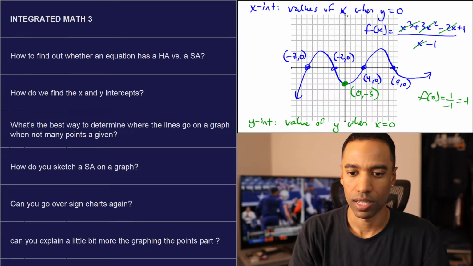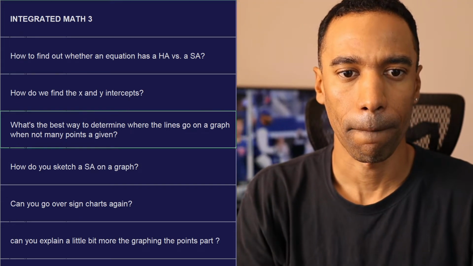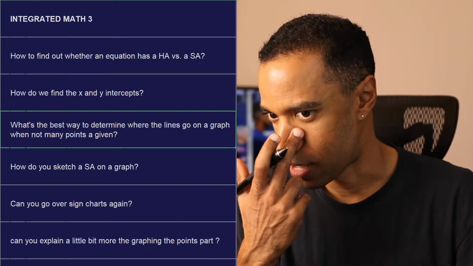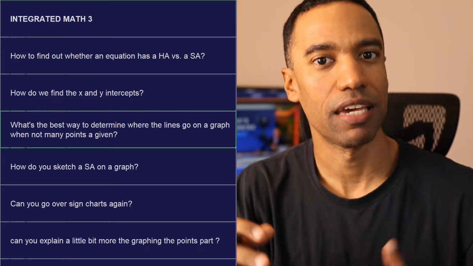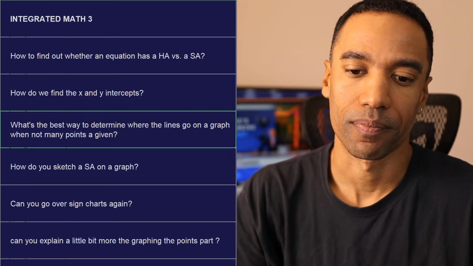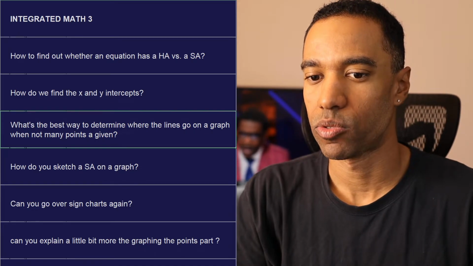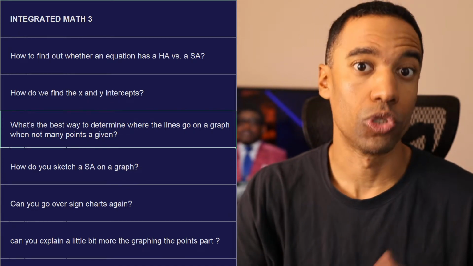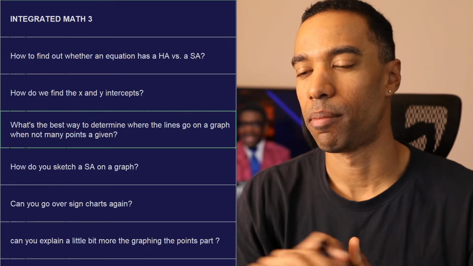Okay, I didn't really see any of these other questions yet, so let's keep going into what's the best way to determine where the lines go on a graph when not many points are given. You mean where you draw the curves, right? I assume we're not talking about asymptotes anymore, but when not many points are given.